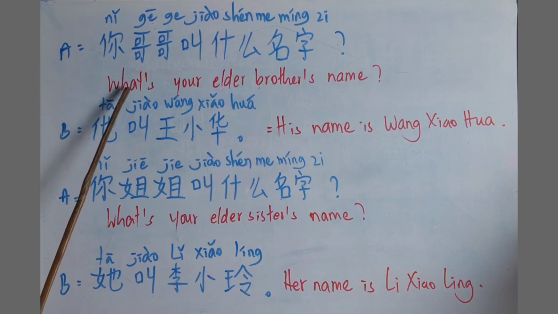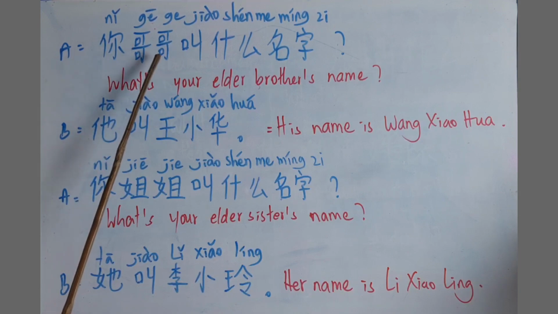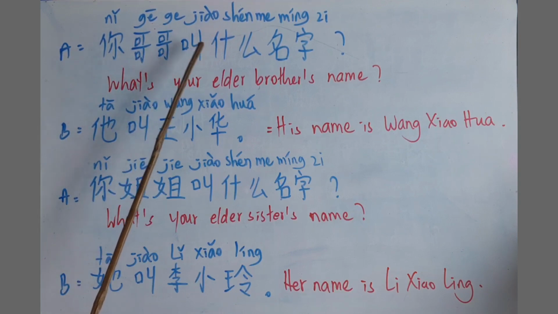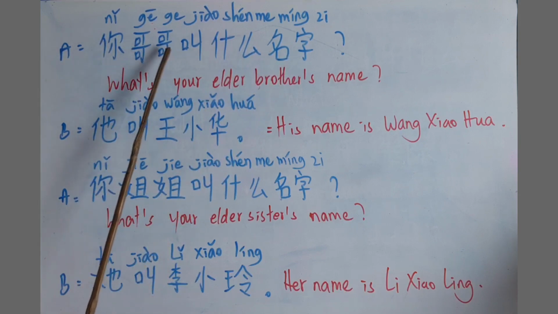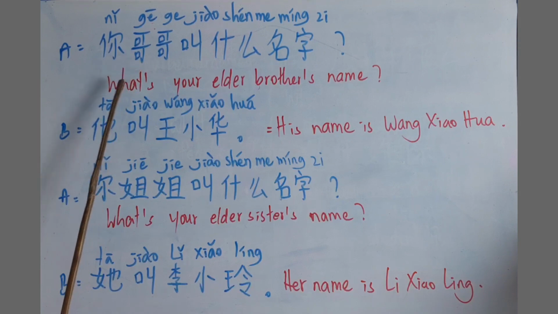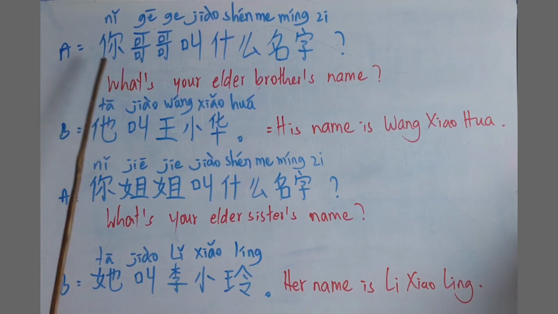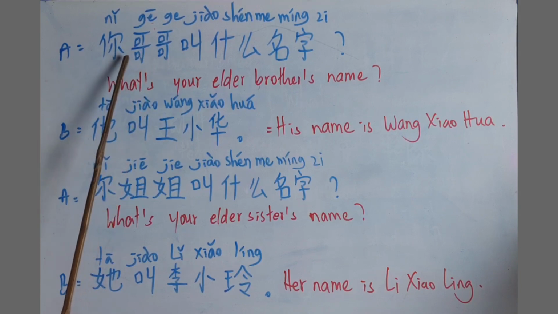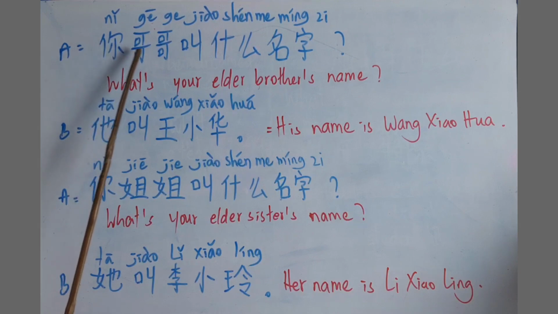If you want to ask what your elder brother's name is, the word for elder brother is 哥哥. 你哥哥 means your elder brother. 你哥哥叫什么名字? What's your elder brother's name? So we put 你哥哥 and the words 叫什么名字 to ask someone's name. We just change the subject if we want to ask about other people's names.